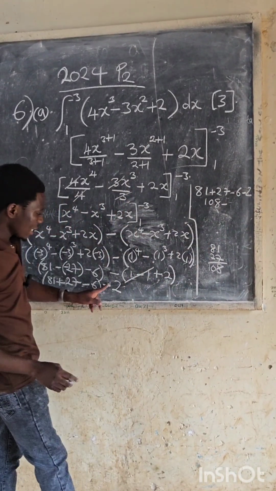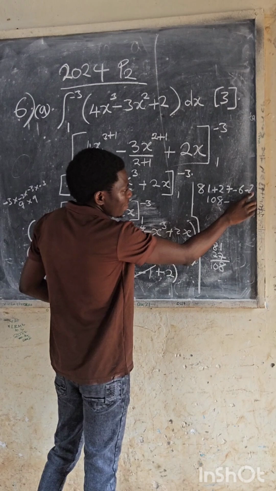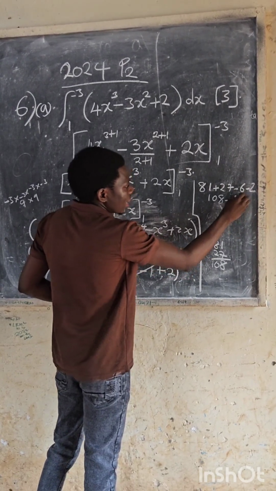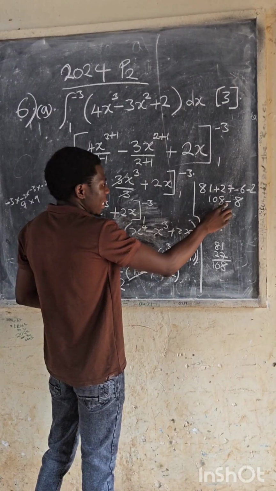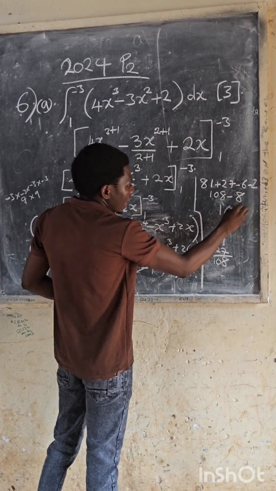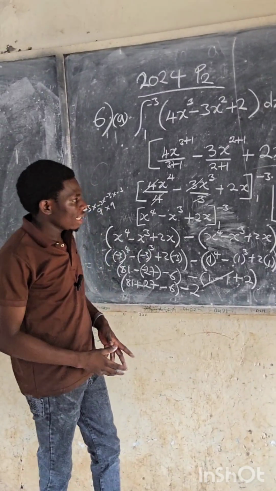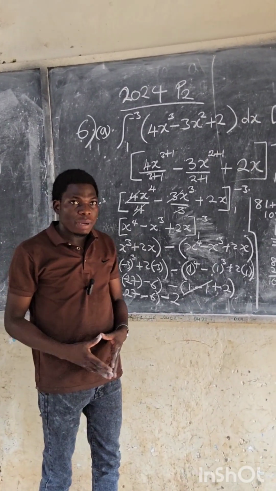Then minus 6 minus 2, we get minus 8. So we now say 108 minus 8. Our answer is 100. So this is how you solve integration in a grade 12 past paper.